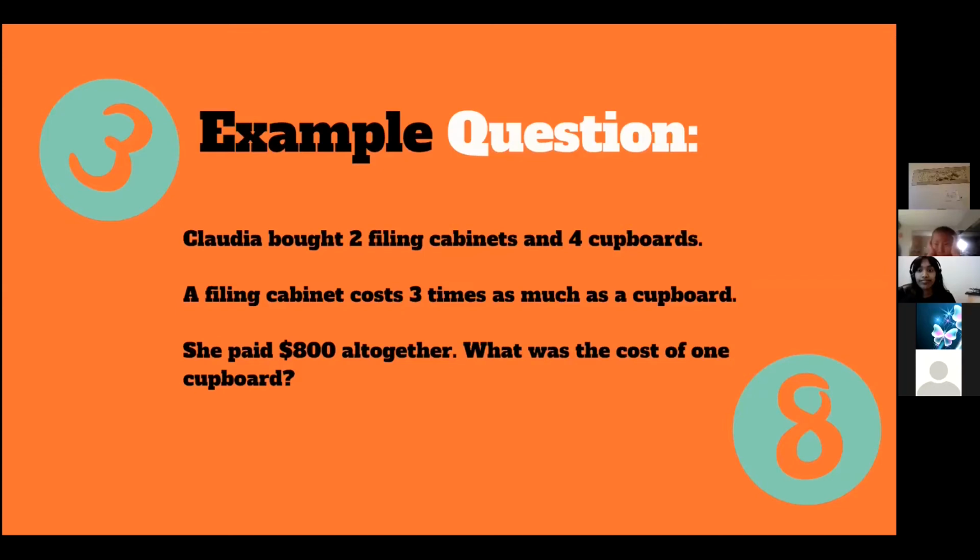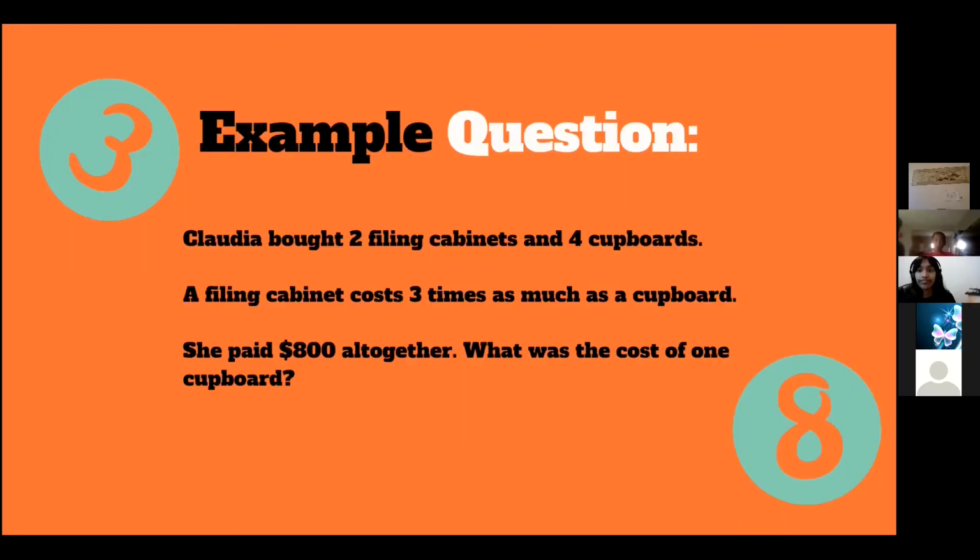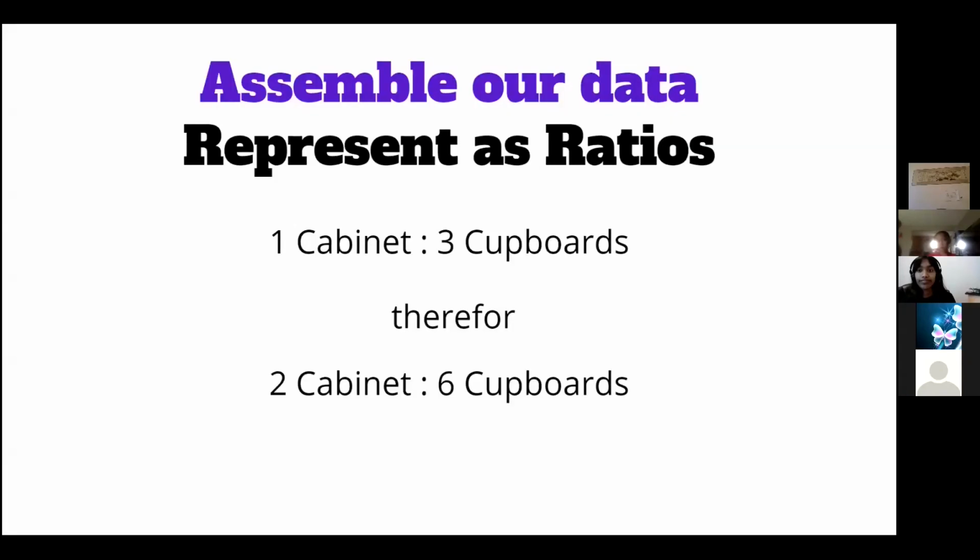So we have 2 filing cabinets and 4 cupboards, but a filing cabinet costs 3 times as much as a cupboard. So this is a ratio question, where you see that it says a filing cabinet costs 3 times as much as a cupboard. We can write 1 cabinet is equal to 3 cupboards for price. This is a cost ratio. The price of 1 filing cabinet is the price of 3 cupboards. So therefore, if we need 2 cabinets, that would be worth 6 cupboards.